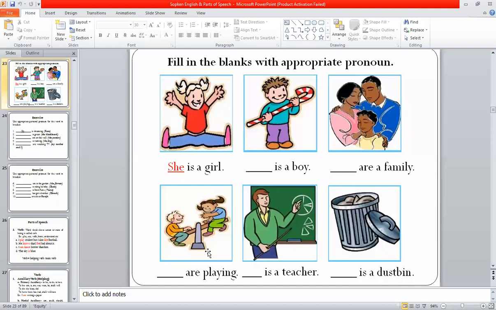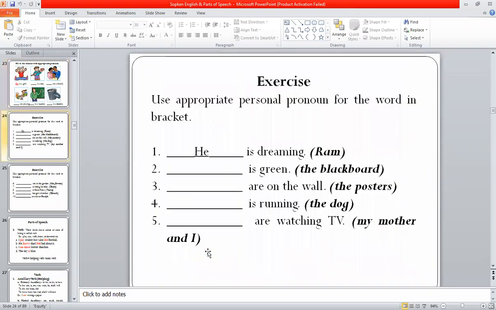Identify. There is a dustbin. We can use here a demonstrative pronoun. This is a dustbin. That is a dustbin. Okay. There is a dustbin we can use here, but the appropriate pronoun that we will use here is this is a dustbin. Okay. Or it is a dustbin. We can say that.